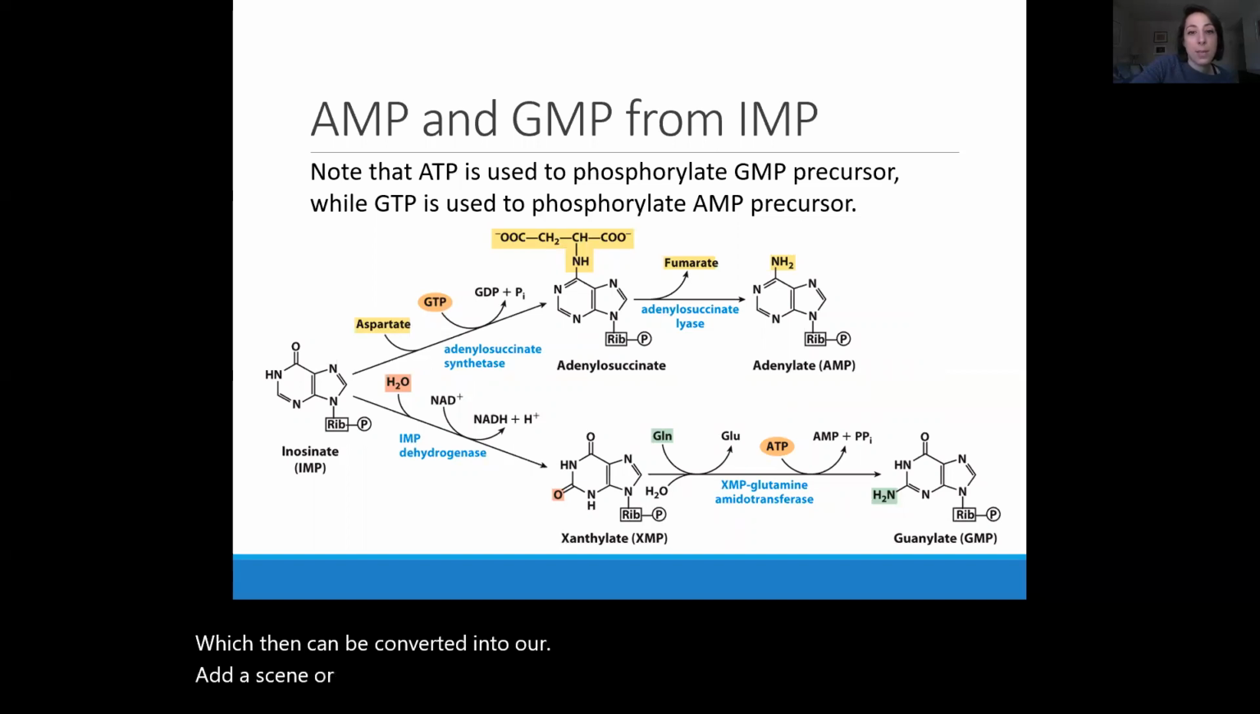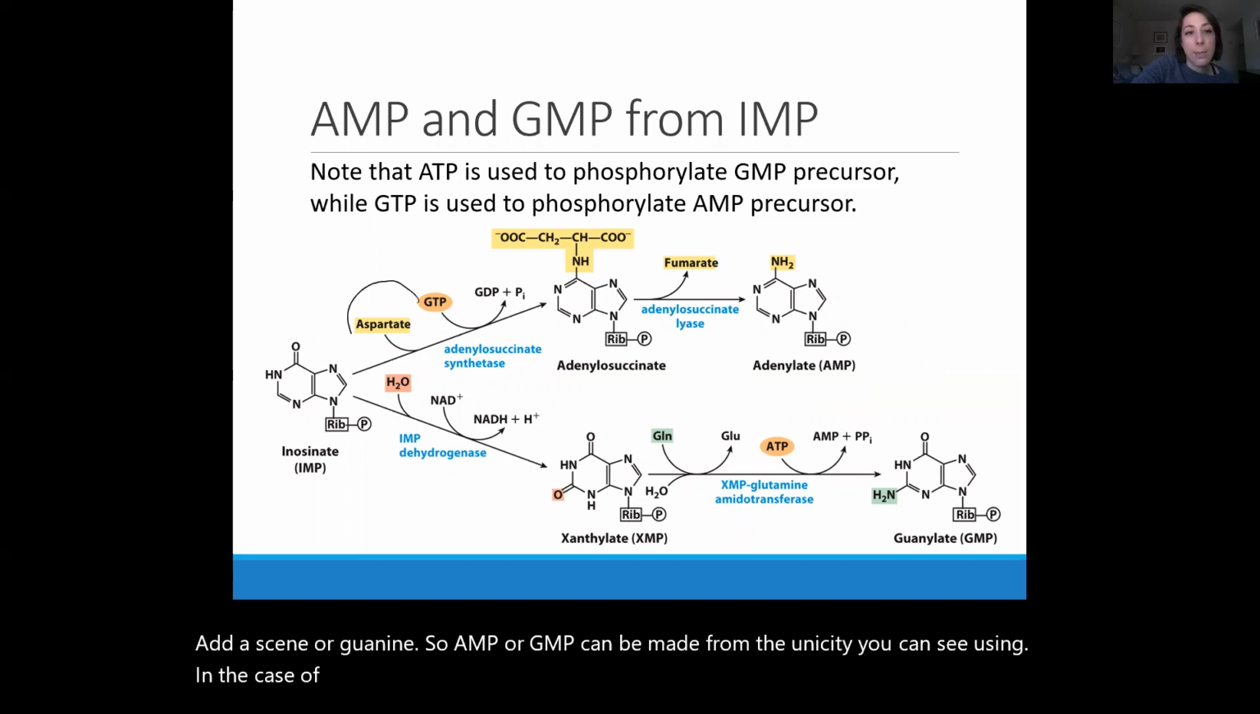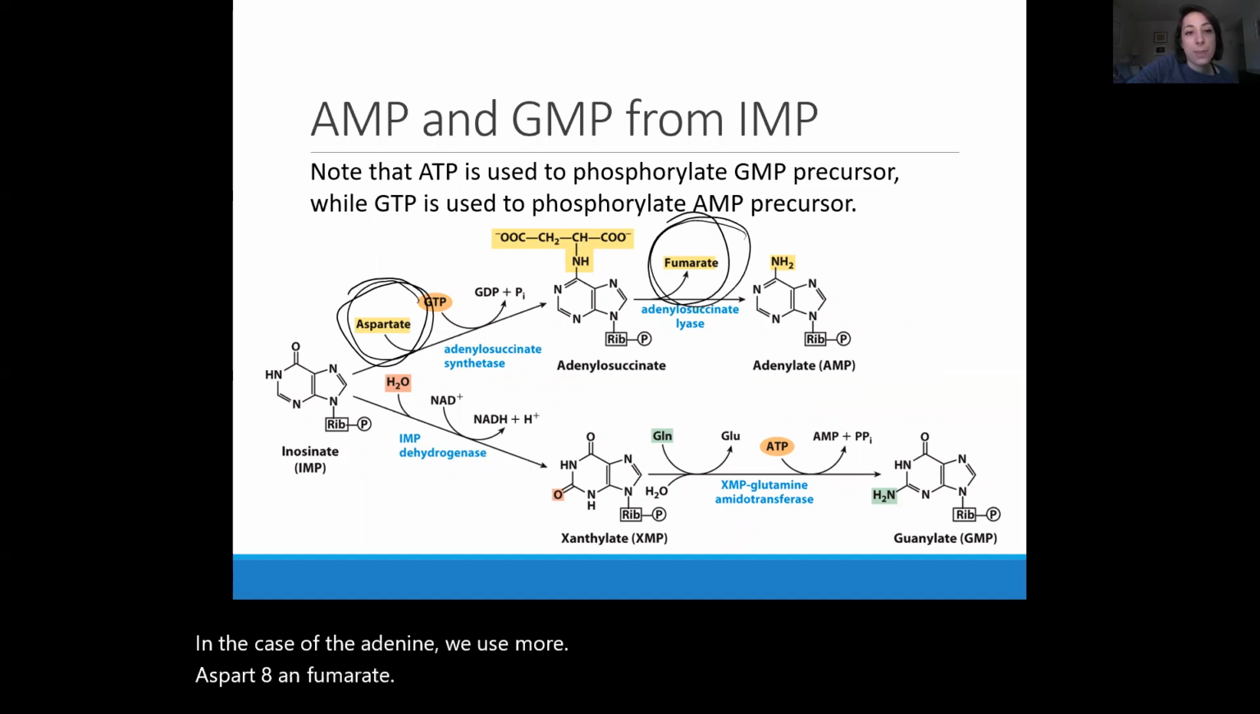So AMP or GMP can be made from the inosinate. You can see that in the case of the adenine, we use more aspartate and fumarate. And in the case of the GMP, we actually use more glycine and some ATP.